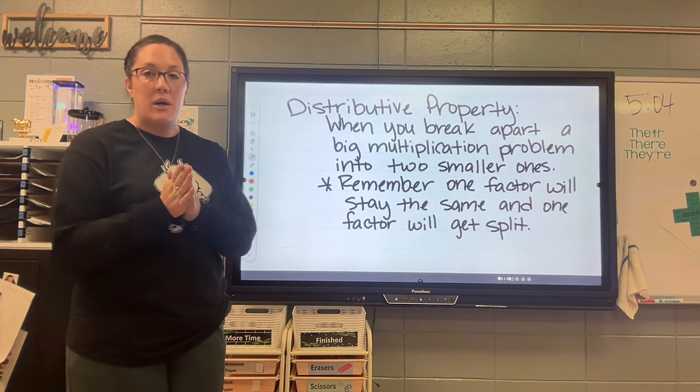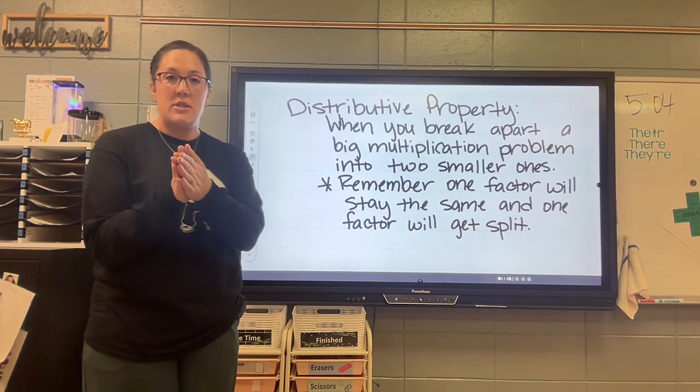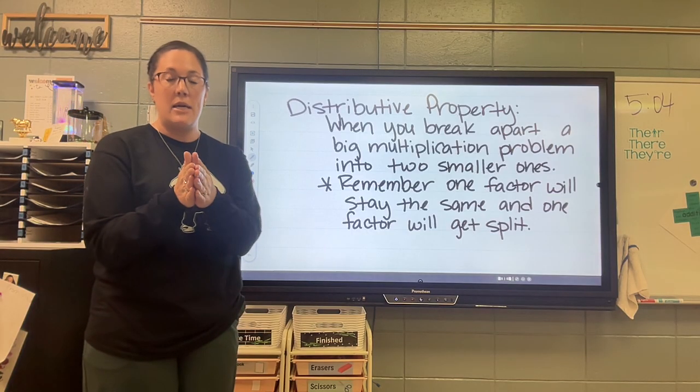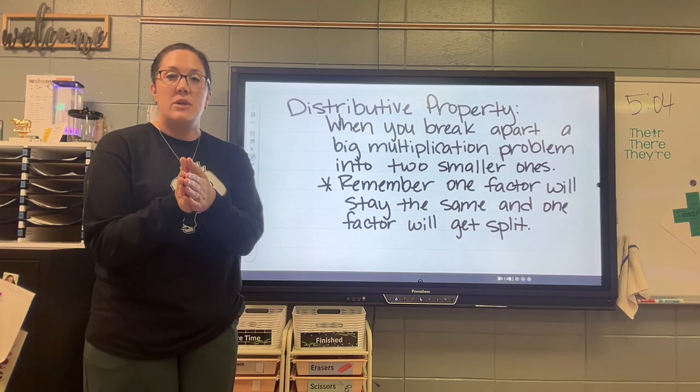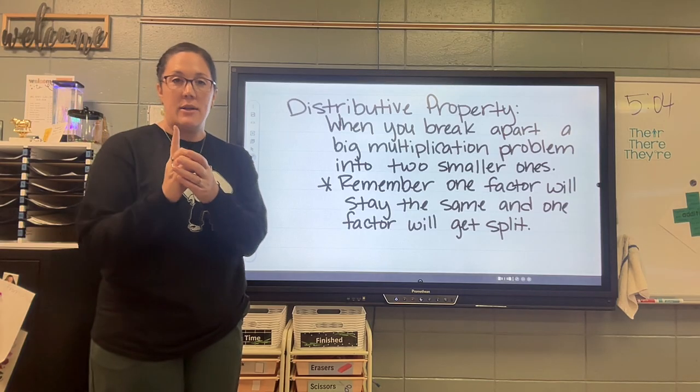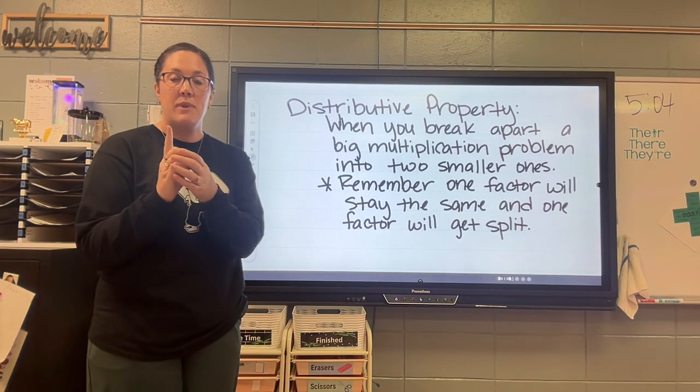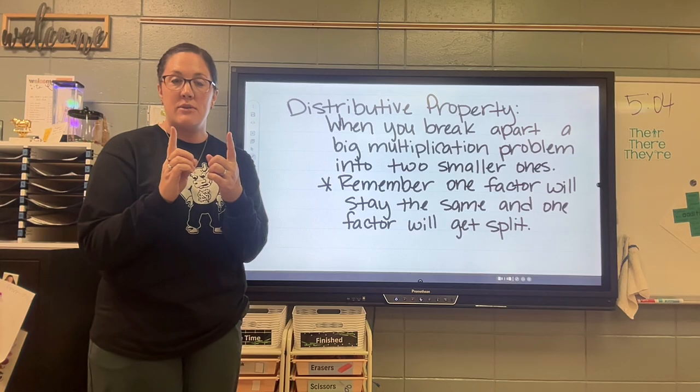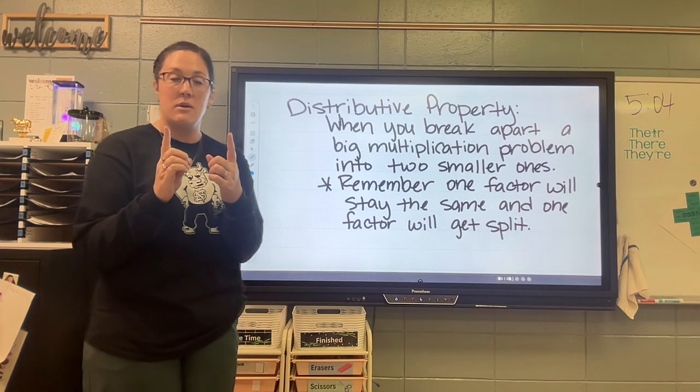So remember, we have two factors in a multiplication problem most of the time, right? Okay, when we are doing distributive property, one of those factors is going to stay the same. The other factor we're going to break down to make it easier to find the answer, okay?